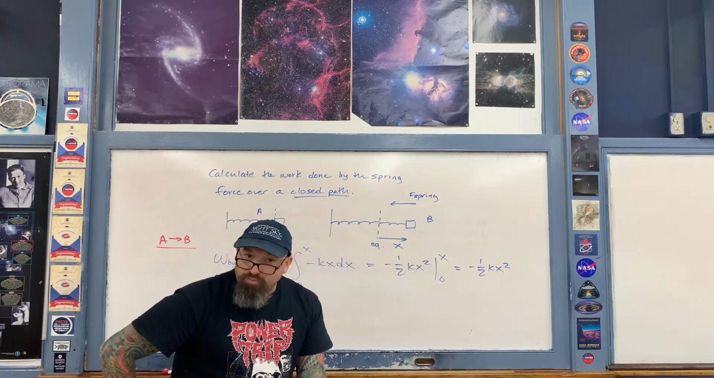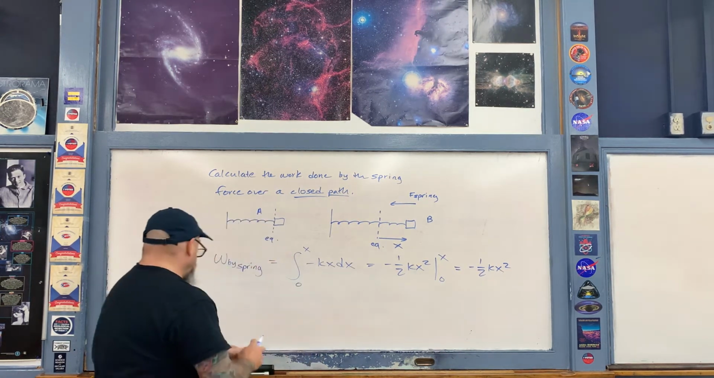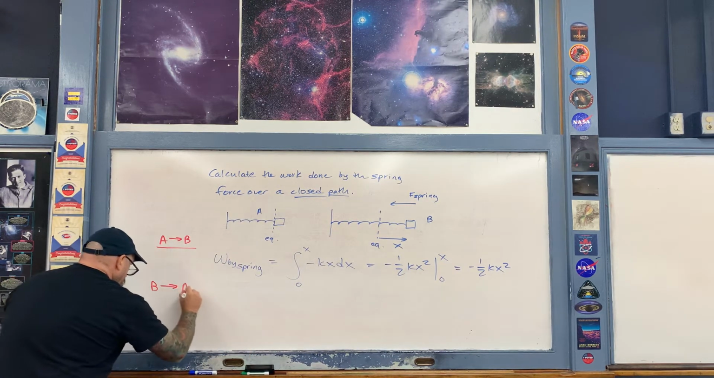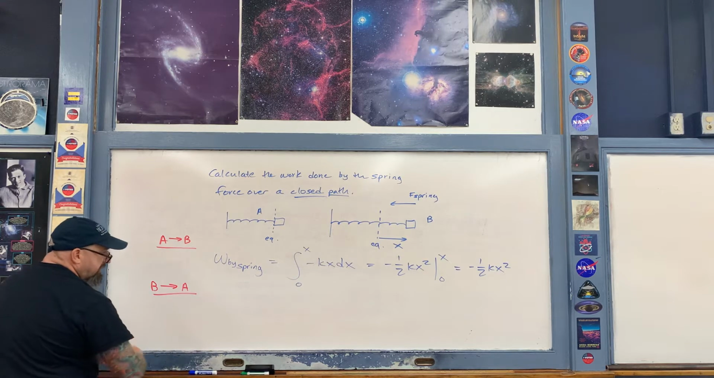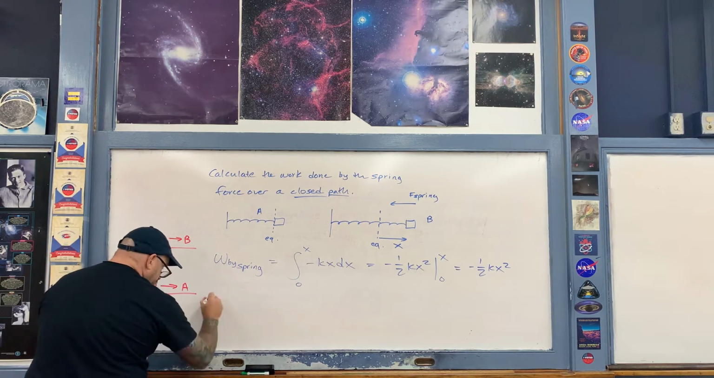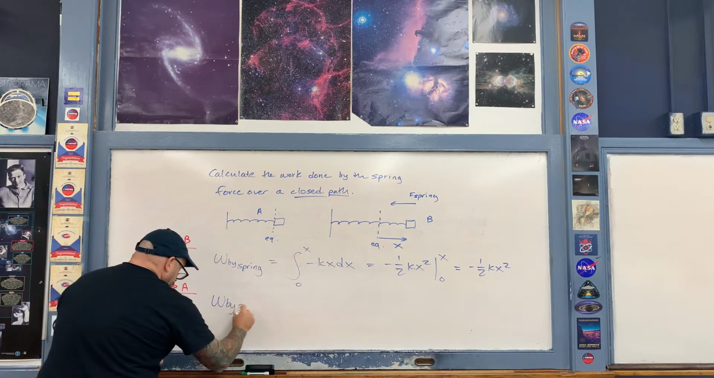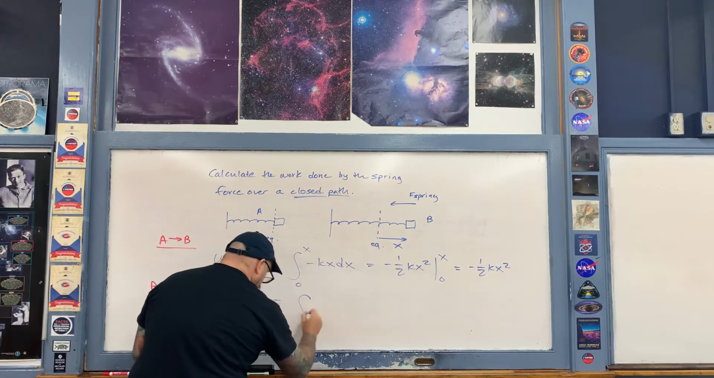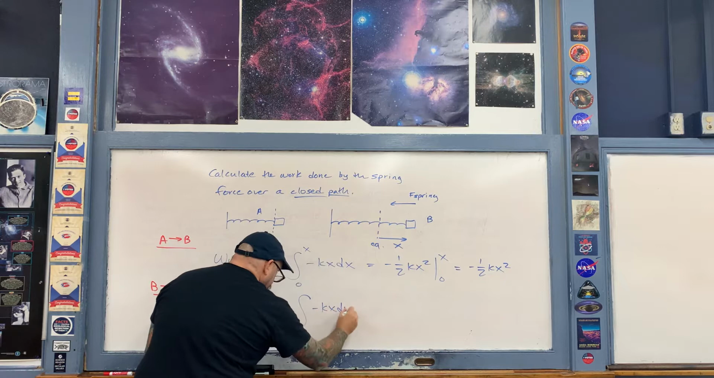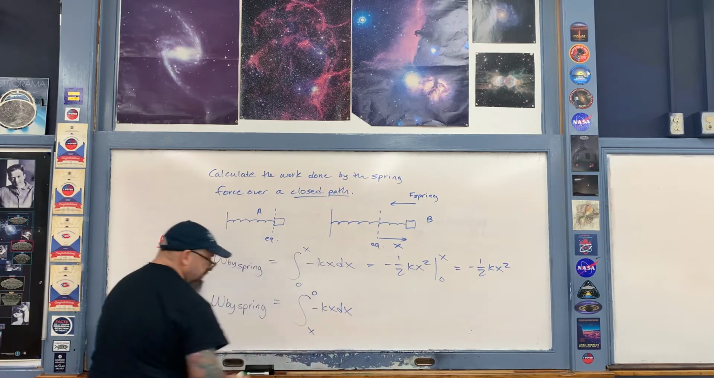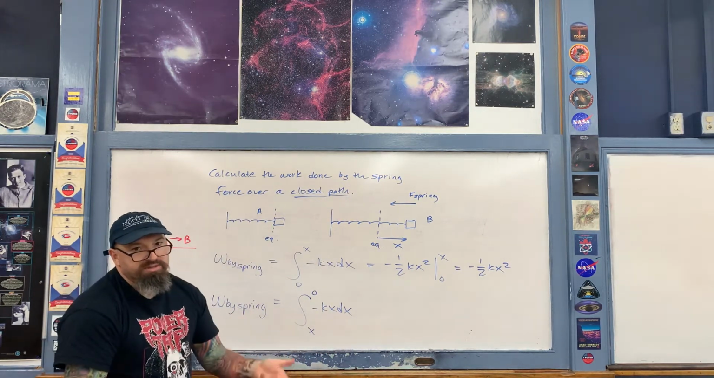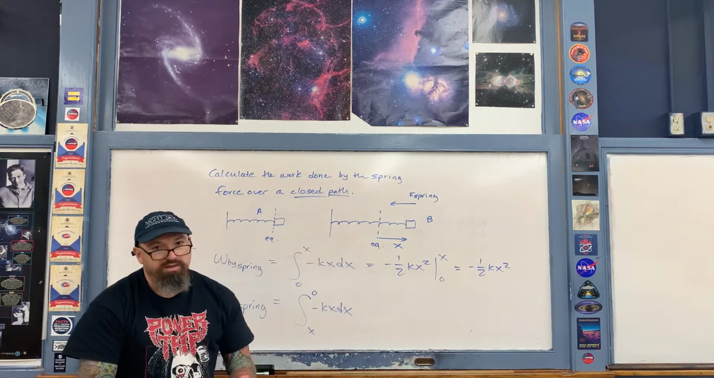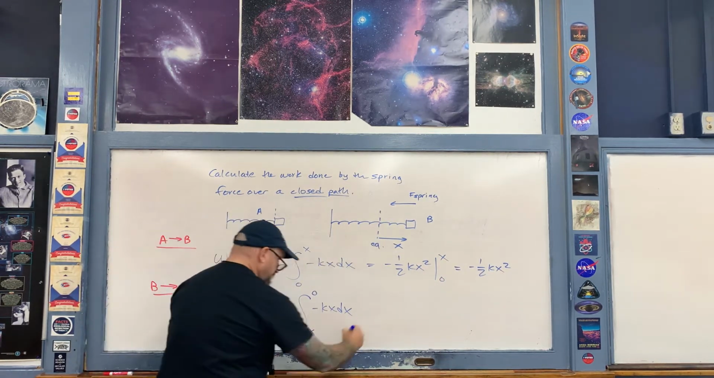Okay, now let's go backwards. Let's go from B to A. So when we go from B to A, it's the exact same work calculation, but now we just switch the limits of integration. So the work done by the spring force is still going to equal now integral of negative kx dx, but now we go from position x to position 0. When you switch the limits of integration, instead of getting a negative 1/2 kx squared, you end up with a positive 1/2 kx squared.